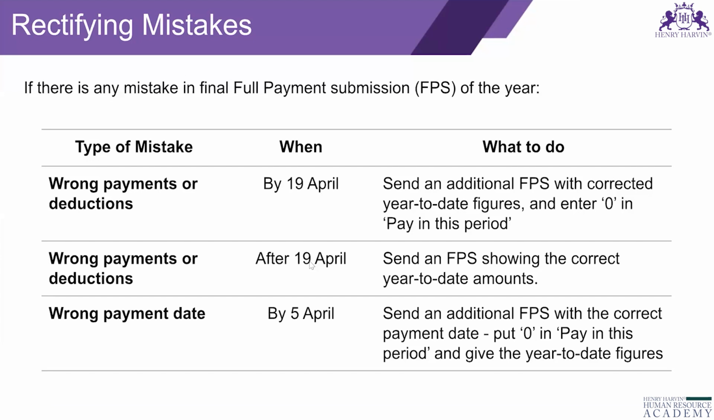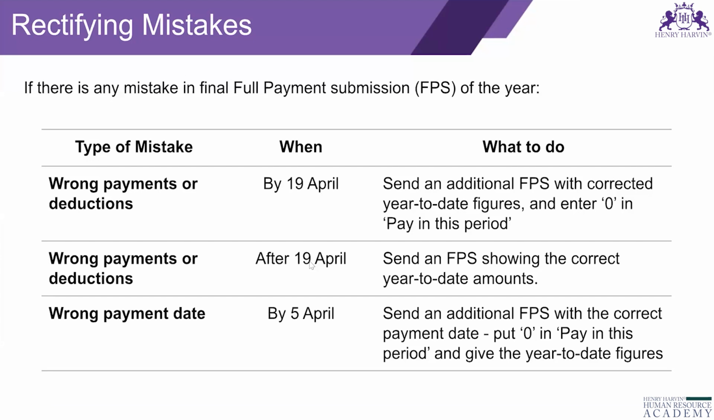Send an additional FPS. This is not a previous year correction like an EYU. It is just an additional FPS you can send to correct the YTD figures. You remember you have to send the corrected YTD figures with 0 in paid in this period, because this is not a period. This is just an additional FPS. You cannot mention anything in the amounts. We are not paying anything now, we are just correcting.